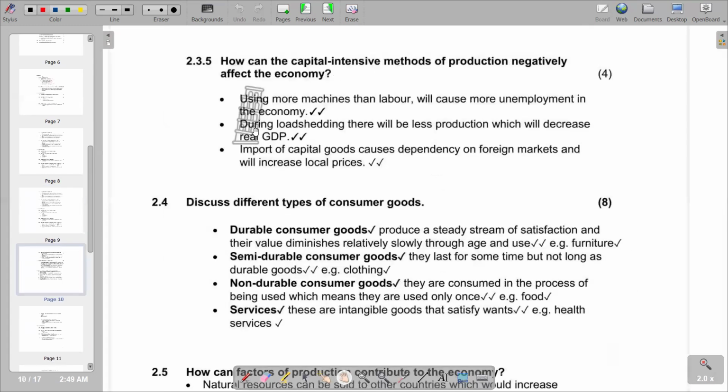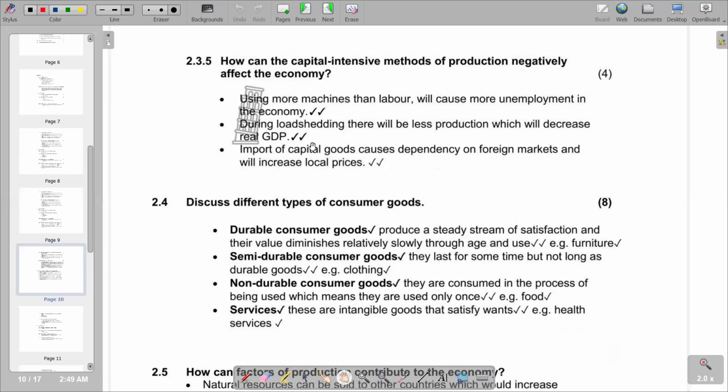So the explanation that we have is that using more machines than labor will cause more unemployment in the economy. And then during load shedding, there will be less production, which will decrease the real GDP. So we are saying, remember the machinery or the equipment that we are talking about, we use power so that they can be operated. So the backup of power in the form of electricity would be a major concern when there's load shedding. It will have a very huge effect on the production processes.